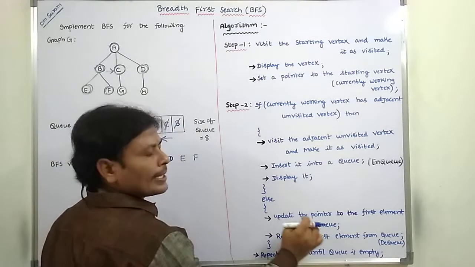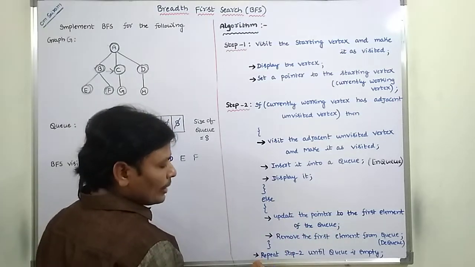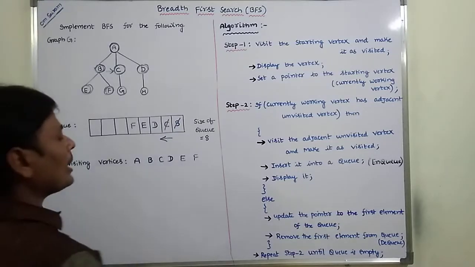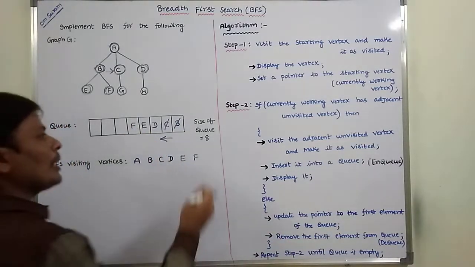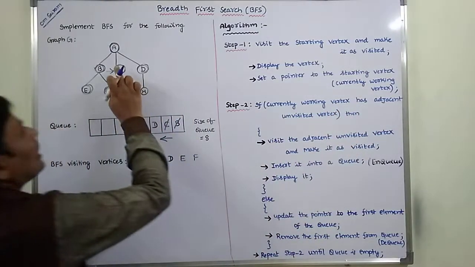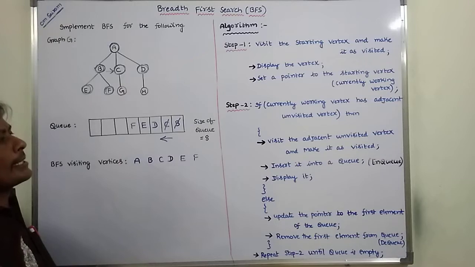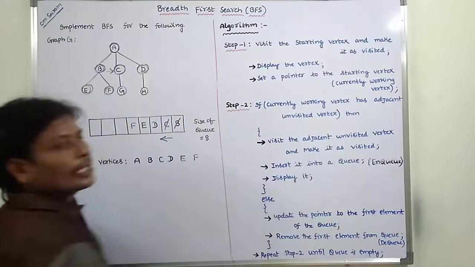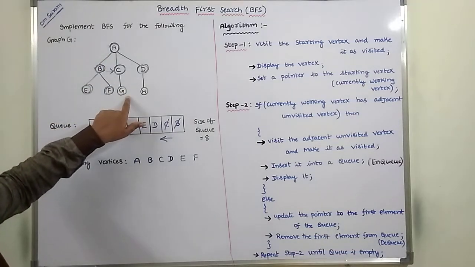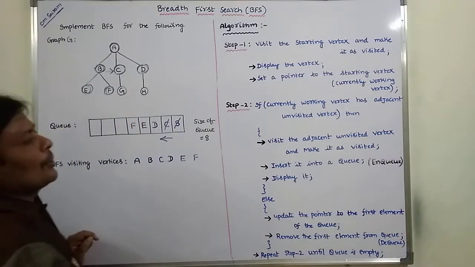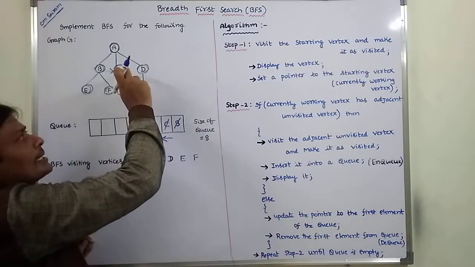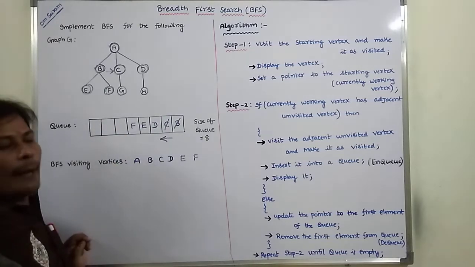After all the statements in the else block are executed, go to the next step. Repeat step 2 until Q is empty. So here Q is not empty, then go to step 2. In step 2, the currently working vertex is now vertex C. Has adjacent unvisited vertex? Yes. C has one unvisited vertex, that is G. So this condition is true because the currently working vertex C has unvisited vertex capital G.